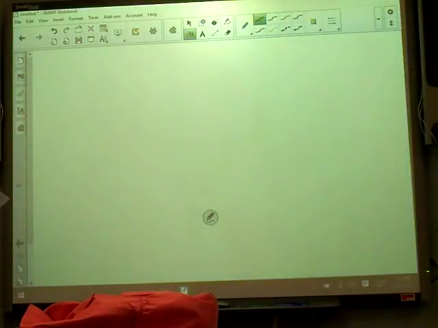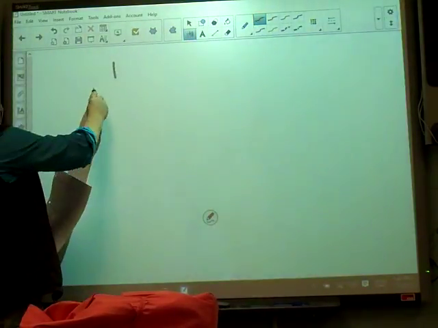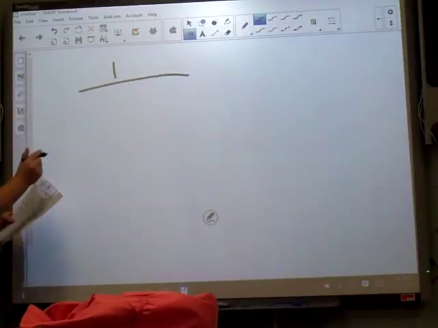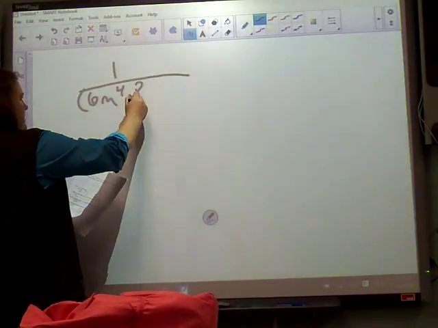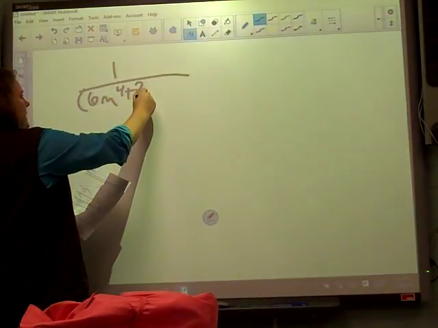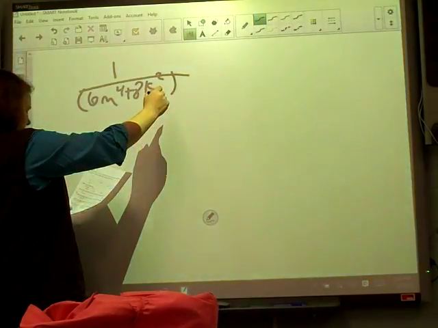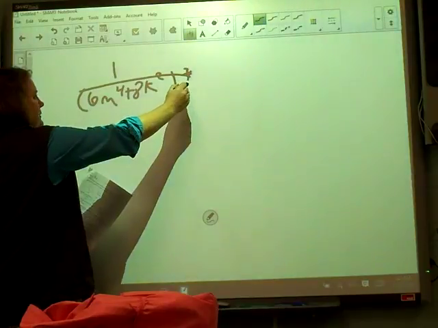So that's the first thing I'm going to do: I'm going to take that and put it on bottom. So I'm going to put 1 over 6m to the 4th, 8k squared, plus 8k squared, all to the positive 3/4 power now.